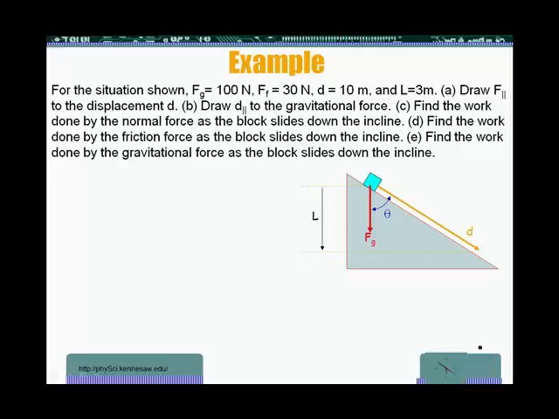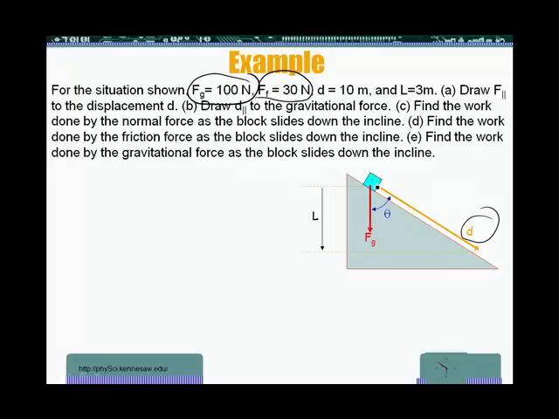This recording will be devoted to an interesting example. What we have here is a block that's free to slide down an incline. We are given the gravitational force acting on the block, Fg is equal to 100 newtons. We are given the friction force acting on the block as it is sliding down. We are given the displacement d of the block, 10 meters down the incline.